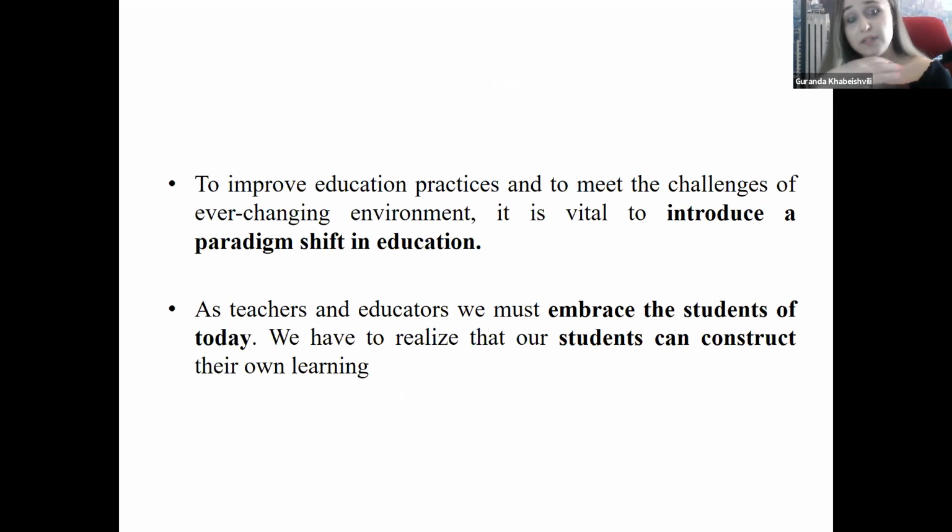Actually, this kind of instructional method was informed by Socrates years ago. So that's not a new concept, we know. And in order to improve education practices and meet the challenges of today's ever-changing environment, it's significant to introduce a paradigm shift in education. As teachers and educators, we must embrace the students of today. And we have to realize that our students can construct their own learning, and we are not leaders anymore.